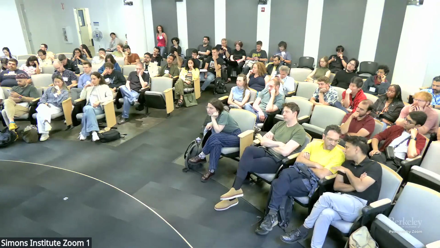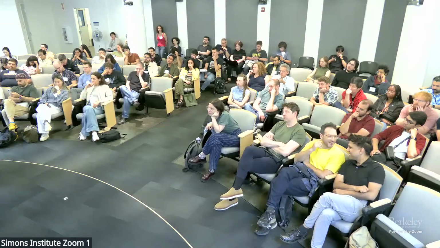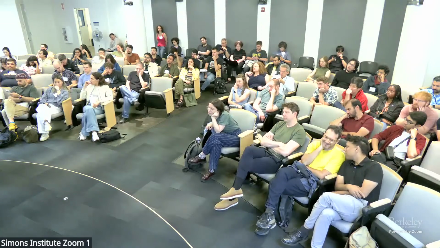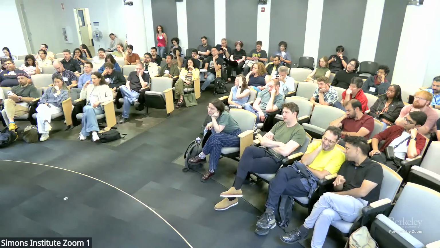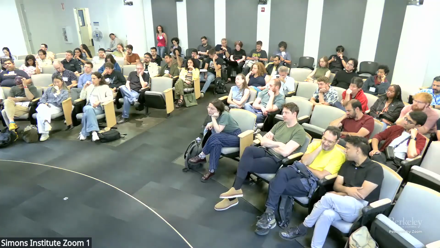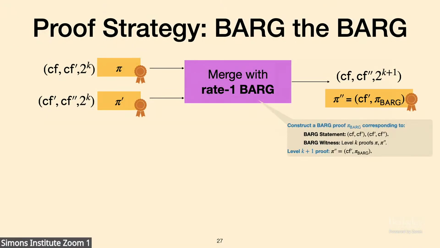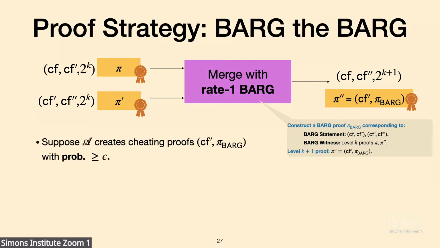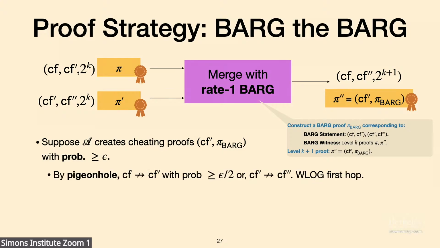Thank you. Okay, merge, variate one BARG. Just to give a taste of what the proof strategy is, it's very similar to what Omer presented yesterday. I'm leaving this here just in case you need to look at it. But suppose you have an adversary A that creates cheating proofs at this point with probability at least epsilon. Then by pigeonhole, there's one side that he cheats more on, right?